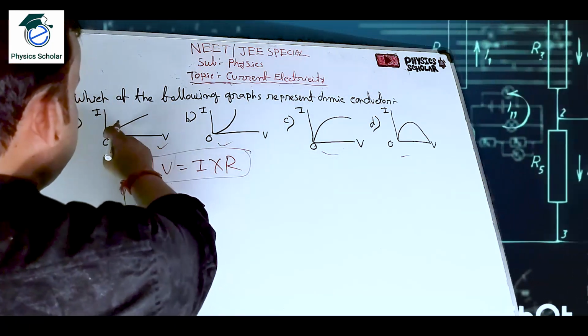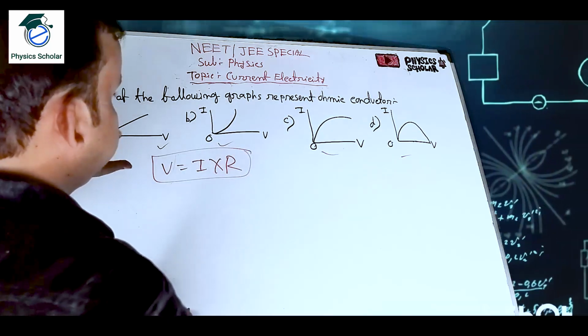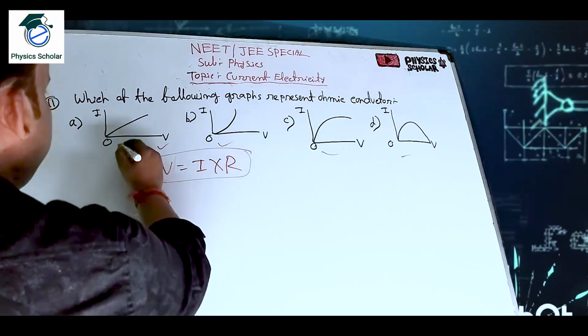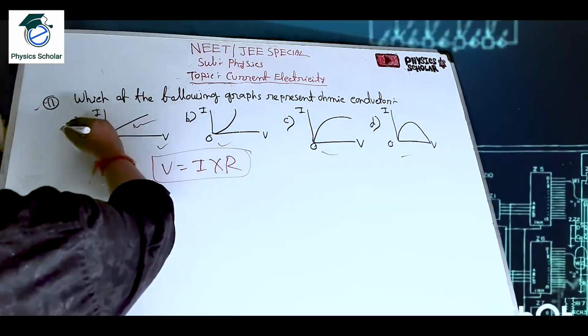And the slope of this straight line represents the resistance of the conductor at that particular temperature. So now what is it? It is not a straight line. So this is the straight line. So option A will be correct.